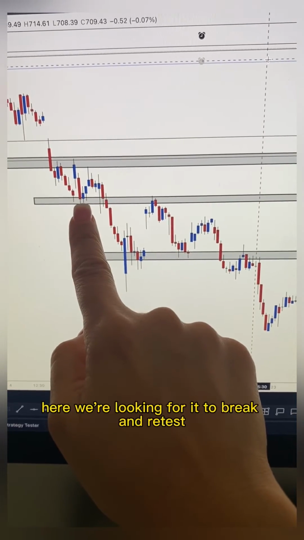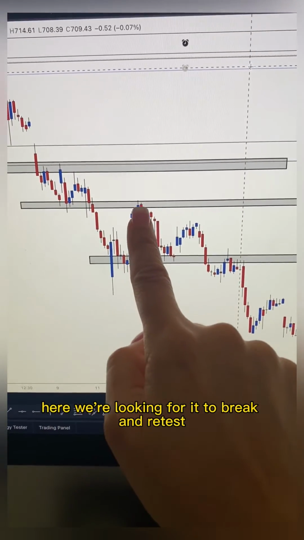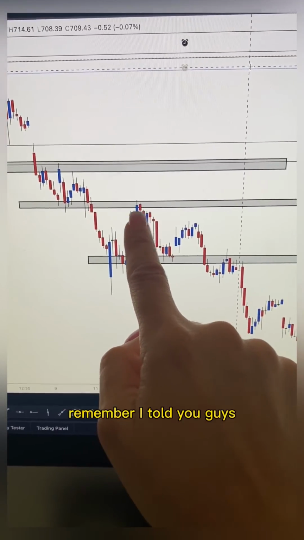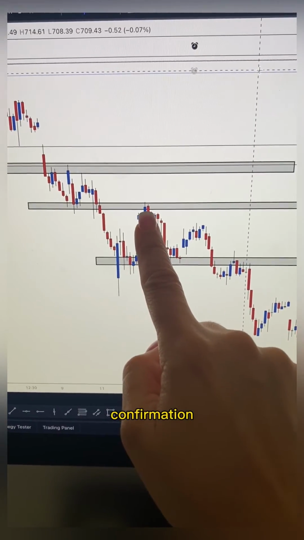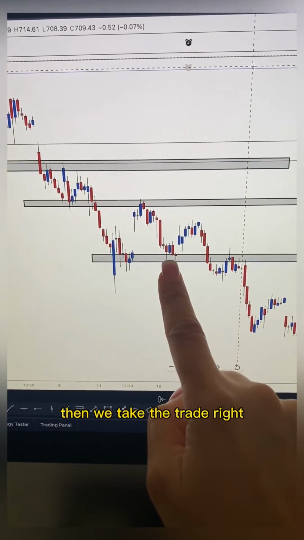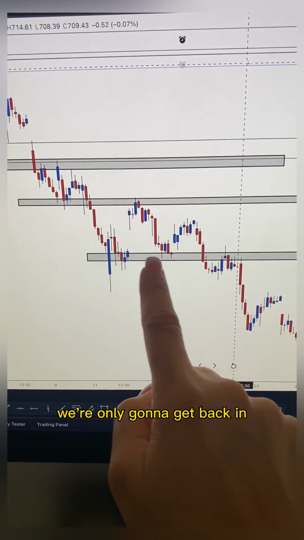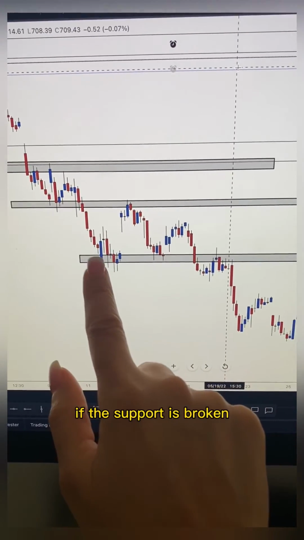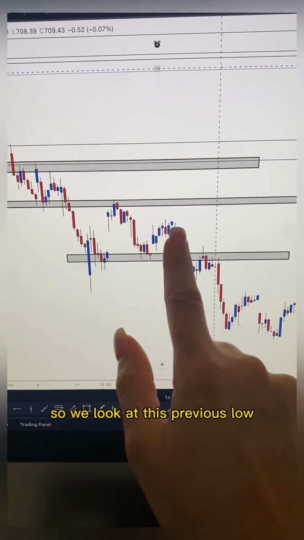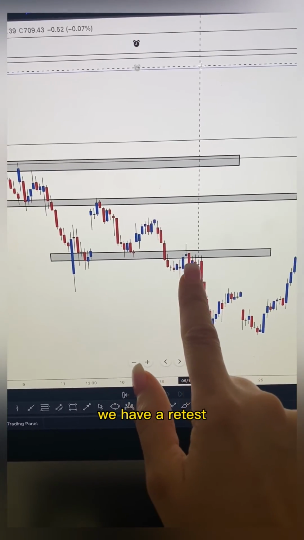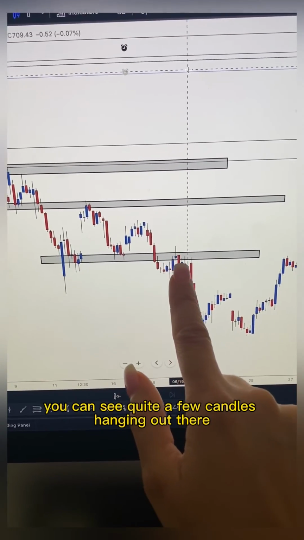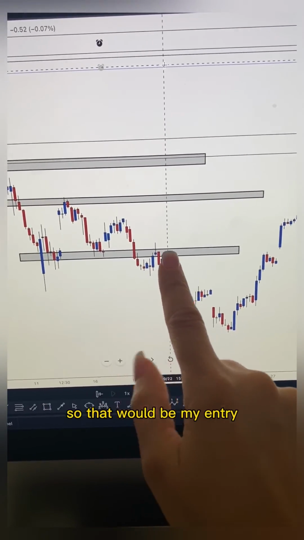Now we have a low here. We're looking for it to break and retest. Remember, I told you guys I like 1 to 2 candles confirmation. Then we take the trade, right? We're only going to get back in for a high probability trade if the support is broken. So we look at this previous low. We have a break, we have a retest, and a smaller retest. So you can see quite a few candles hanging out there. So that would be my entry.